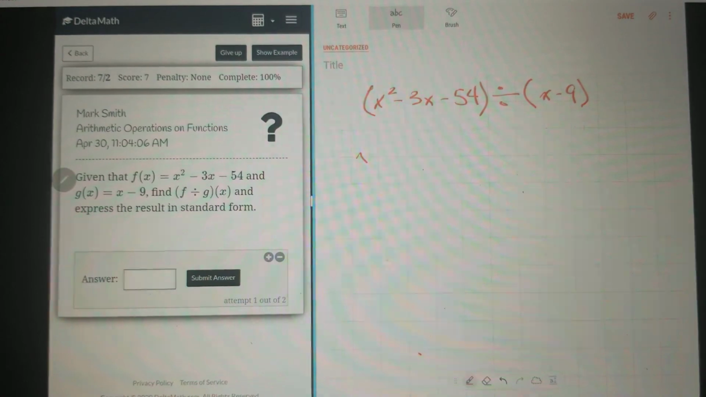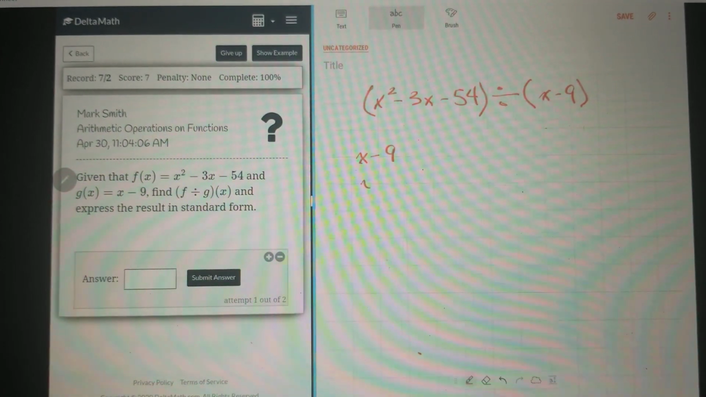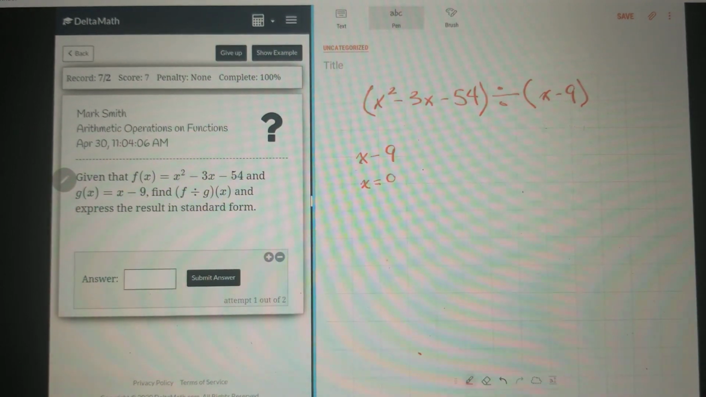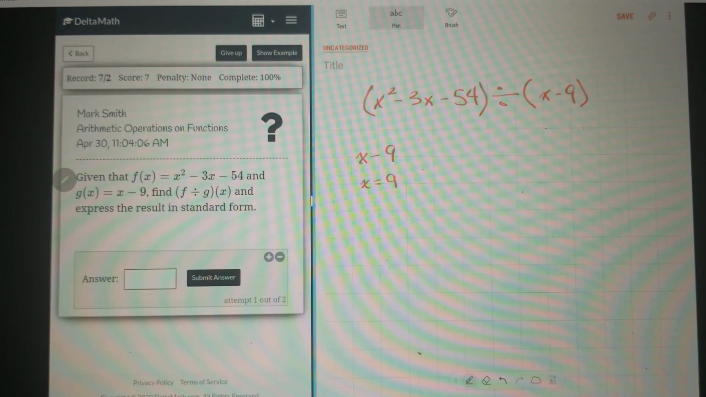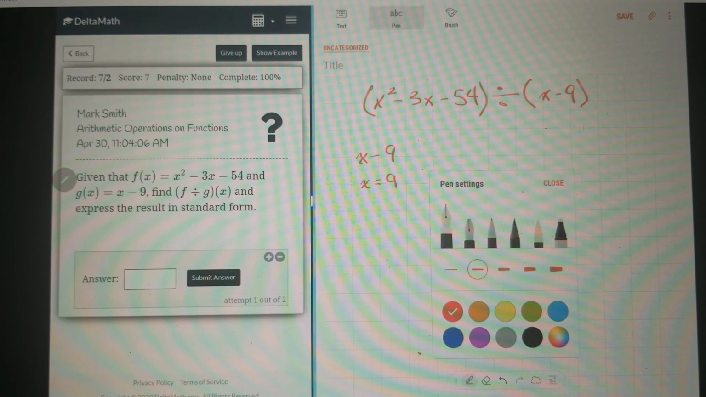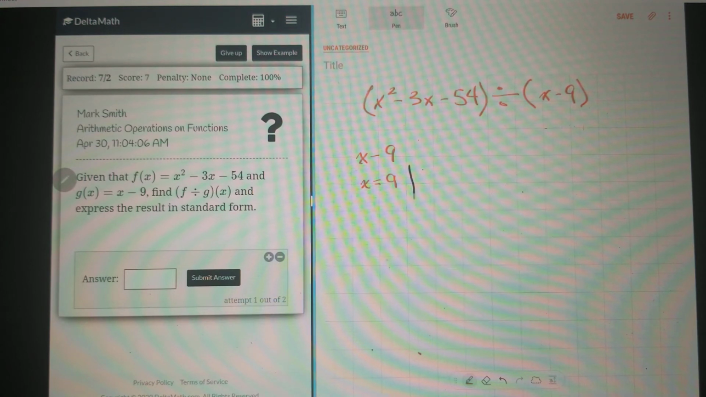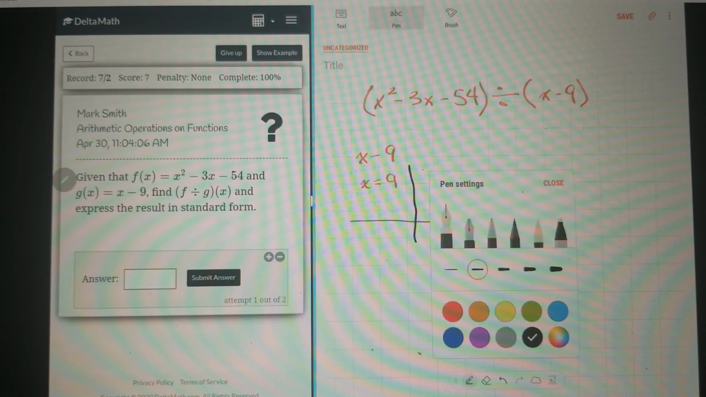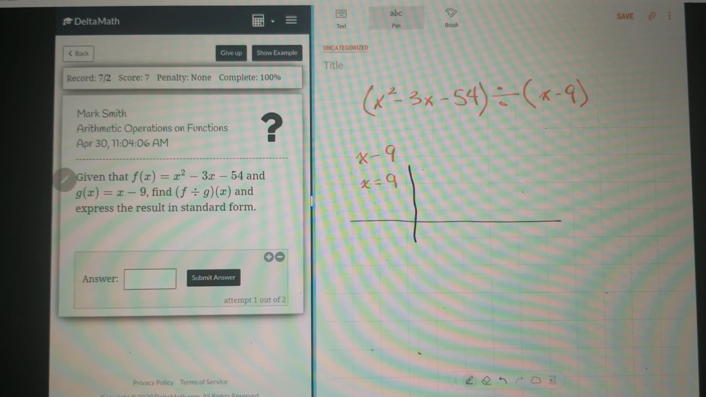First we're going to have x minus 9, and our divisor is going to be the opposite of that. What makes that a 0? 9 makes that a 0. So our divisor is going to be 9. And then we are bringing down our numbers here. Is this a 1 right here? Right, so 1, negative 3, and negative 54.